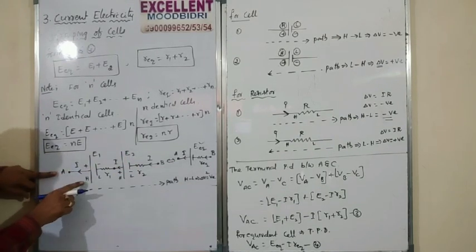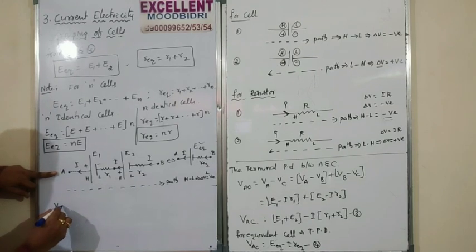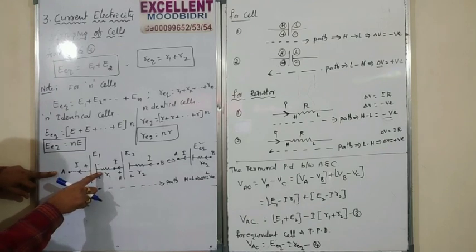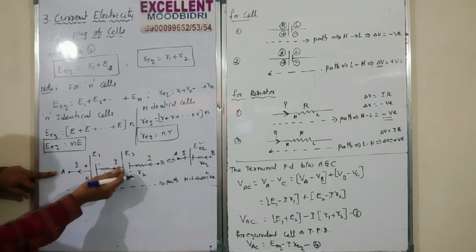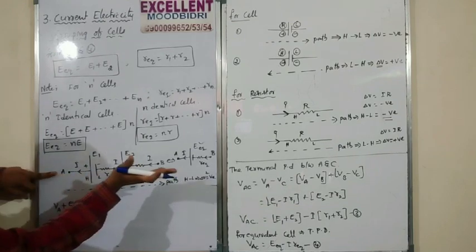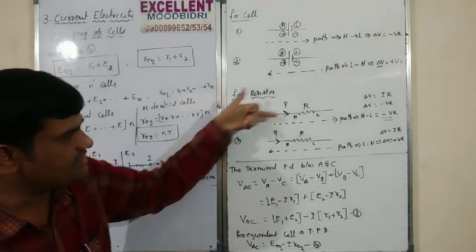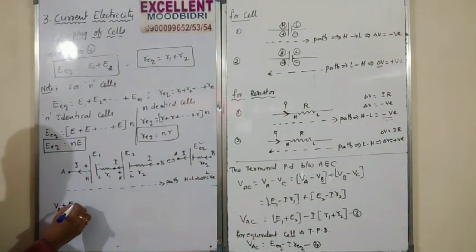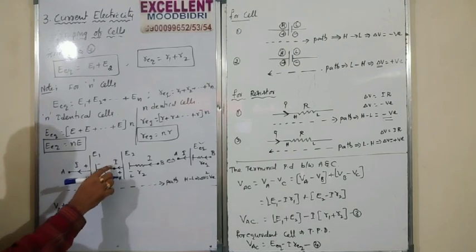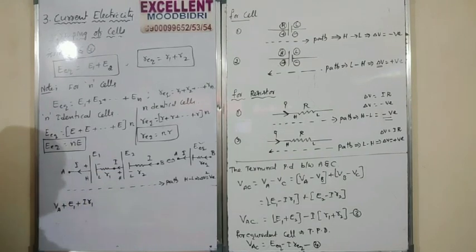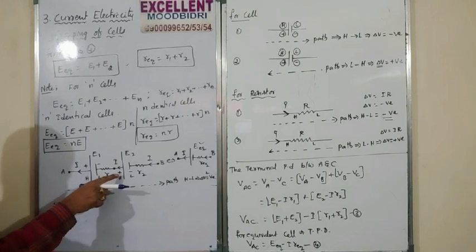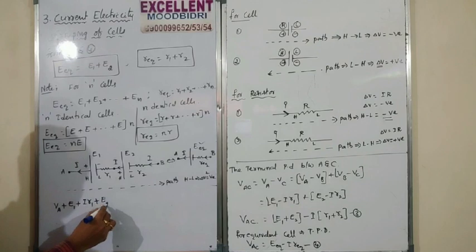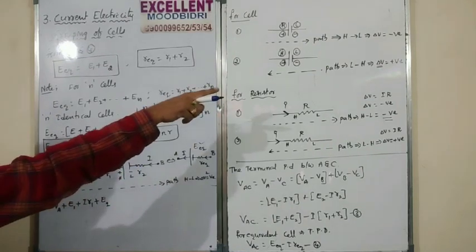Now my current is moving this way, higher to lower, plus E1. Next the resistance will be there. The current direction is this direction, opposite to my path direction. Same direction means negative, opposite direction means positive. So plus I, resistance is R1. Next, one more cell will be there, E2, higher to lower, positive.